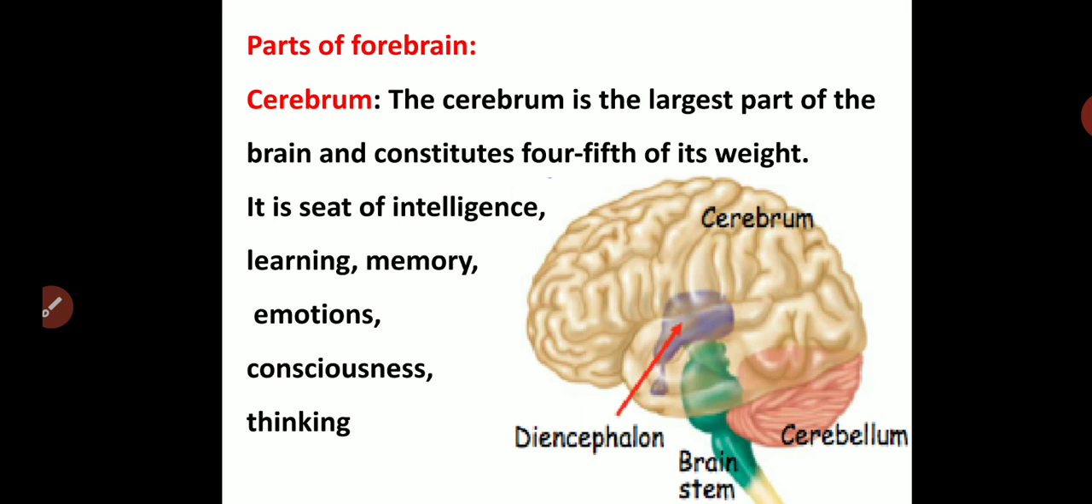So let us see the first one, the cerebrum. We have already discussed the cerebrum, the largest part, which makes up 4/5 of the complete weight of the brain, the seat of intelligence, memory, and emotions. All this we discussed. So that is the cerebrum.